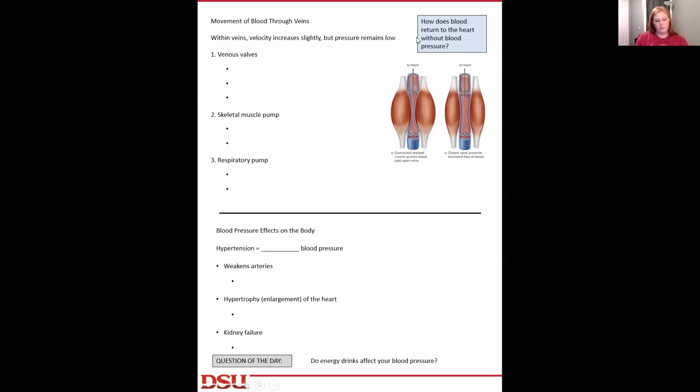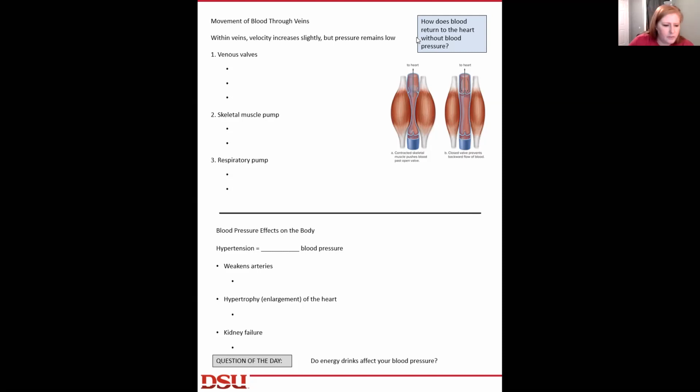Okay, movement of blood through the veins. I told you in the last one that we would go over some of the processes since there's not a pump to send the blood back to the heart. We're going to talk about the mechanisms that allow the blood to get back up there without a pump. Already talked a little bit about the venous valves. These prevent backflow of blood.